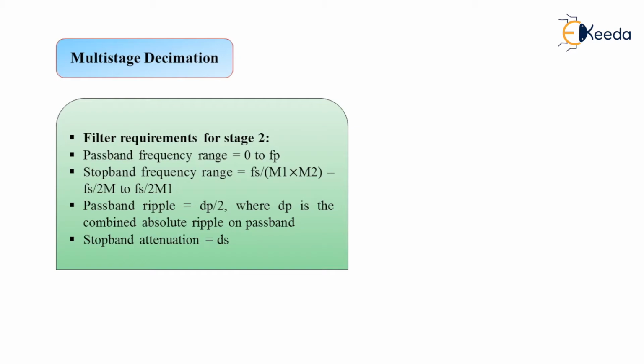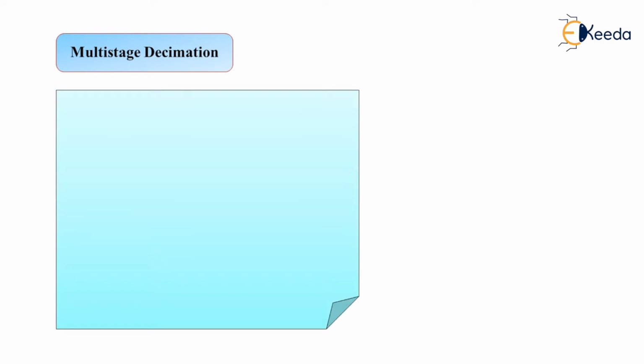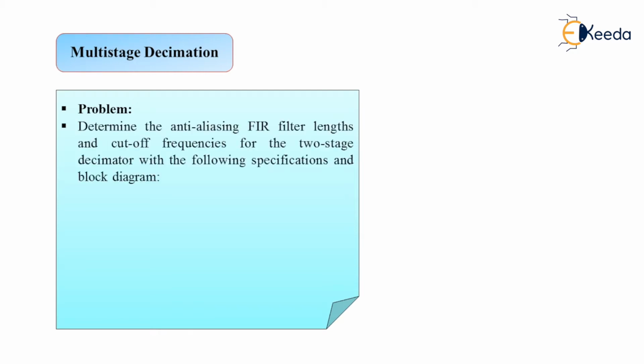So with respect to these parameters, let us solve one simple problem that will give you practice for the analysis concerning multi-stage decimation. So here we start with one problem statement. For the multi-stage decimation, the problem statement is: determine the anti-aliasing FIR filter lengths and the cutoff frequencies for the two-stage decimator with the following specifications and the block diagram. Along with the use of the following specification, we also have to explain things with respect to a block schematic here. So here we have the given information.